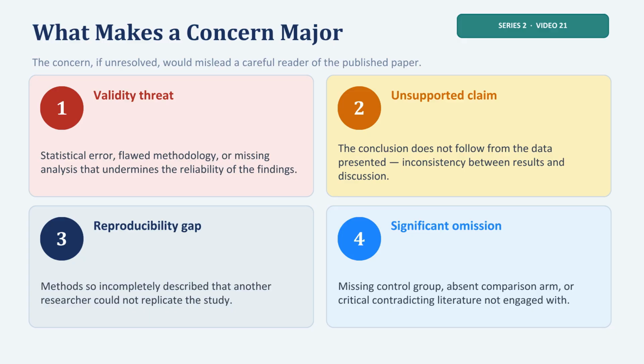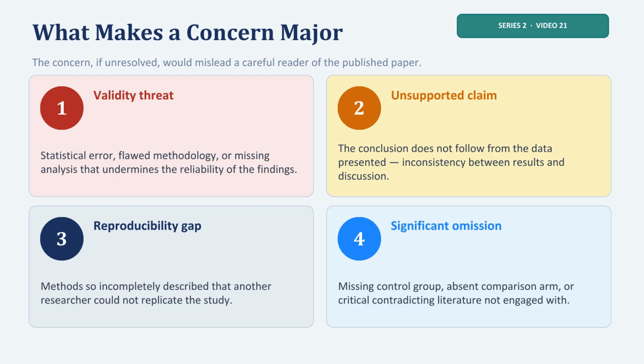Four categories of concern are almost always major: a validity threat, a statistical error, a methodological flaw, or missing analysis that undermines the reliability of the findings. If the numbers are wrong, the paper cannot be published. An unsupported claim, a conclusion that does not follow from the data presented. When the results say one thing and the discussion claims another, that inconsistency is not fixable with better writing. A reproducibility gap, methods described so incompletely that another researcher could not replicate the study. Reproducibility is a core standard of scientific publication.